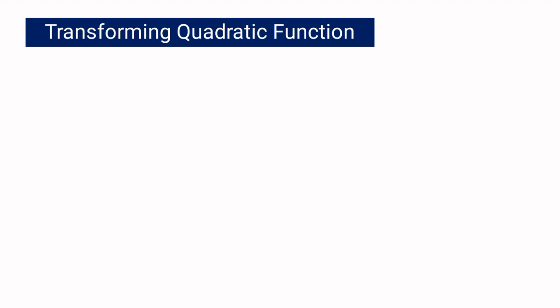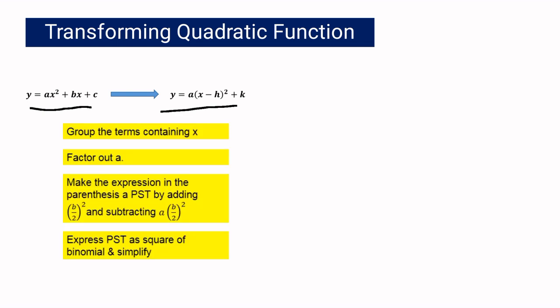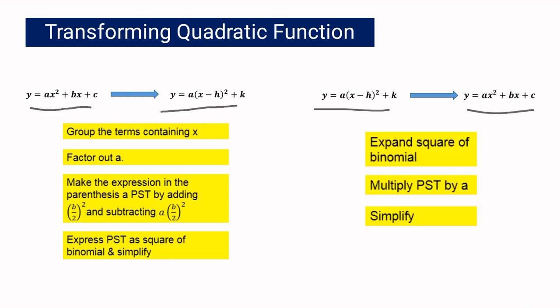So again, in transforming a quadratic function, if it is ax squared plus bx plus c, you are going to transform it into y equals a times the quantity x minus h squared plus k. You just need to follow these steps. And if it is vice versa, from y equals a times the quantity x minus h squared plus k, you are going to write it in y equals ax squared plus bx plus c. This time around, you are going to follow those steps.